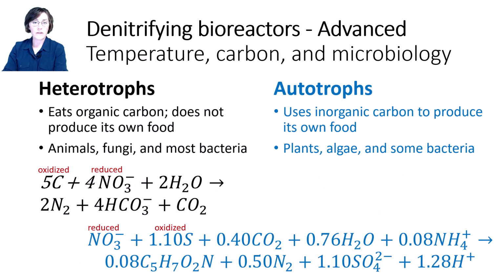In autotrophic denitrification, inorganic compounds such as sulfur, manganese, or iron can serve as the electron donor rather than organic carbon. In sulfur-based autotrophic denitrification, for example, the elemental sulfur is the electron donor. It gets oxidized to sulfate, and you see the nitrate is reduced to dinitrogen. You also see the inorganic carbon in there as the food source.